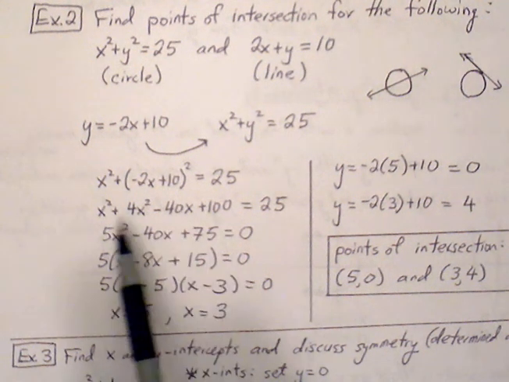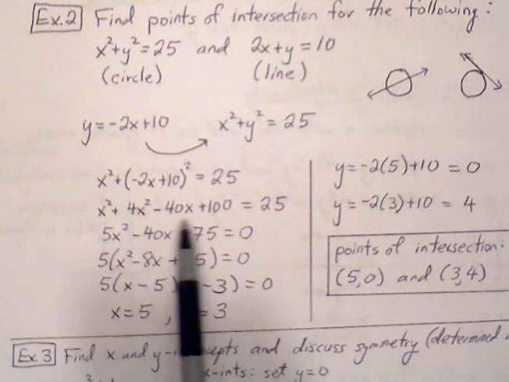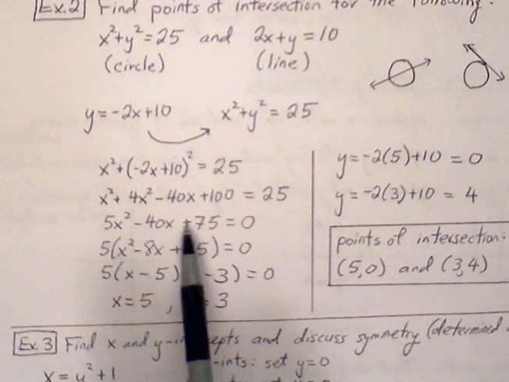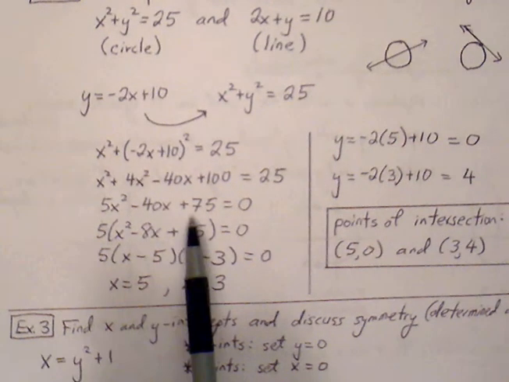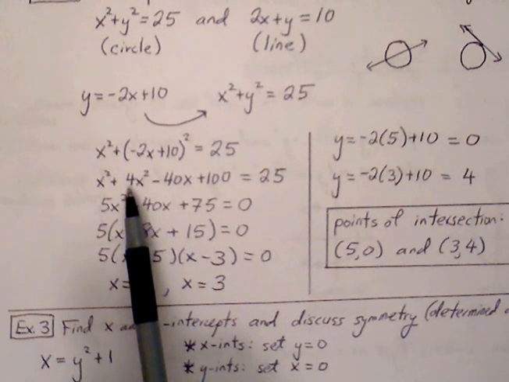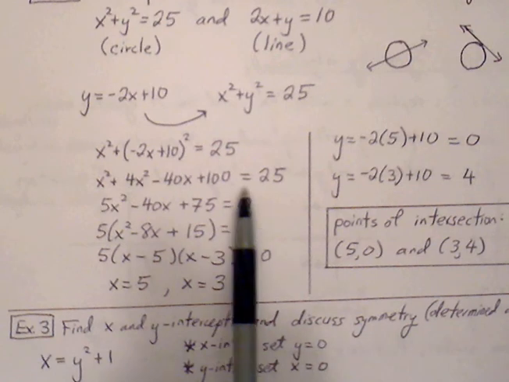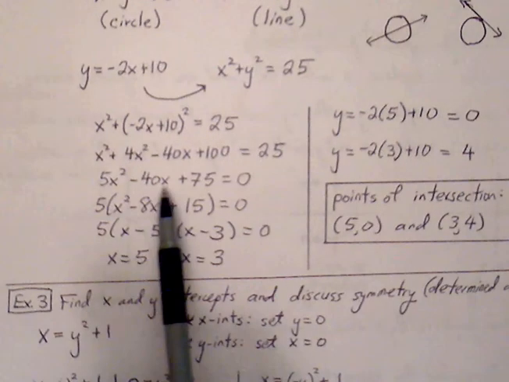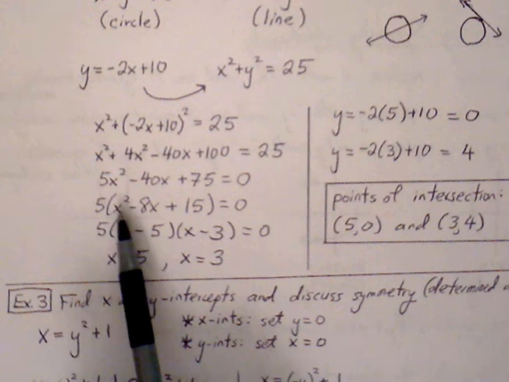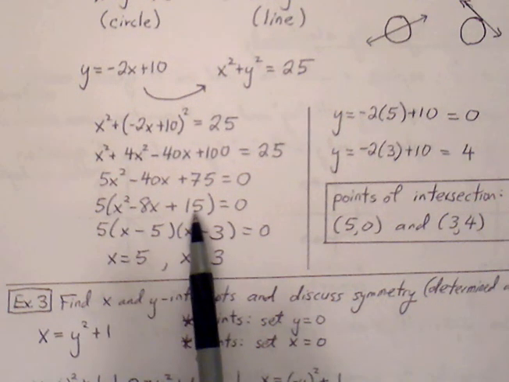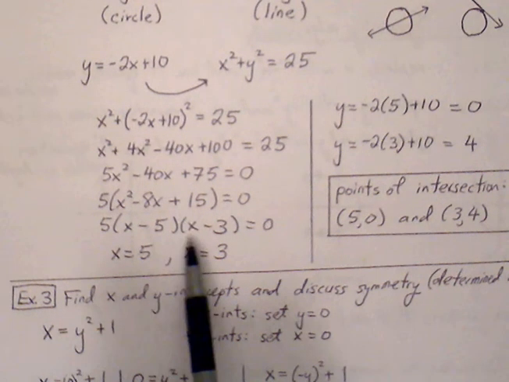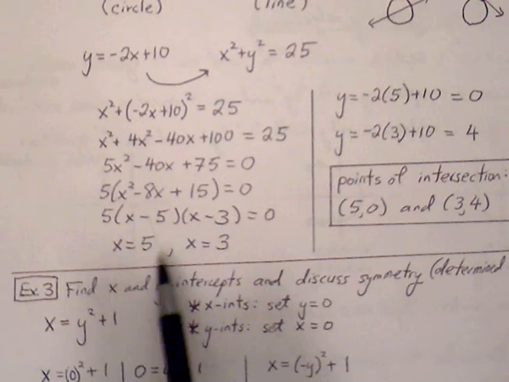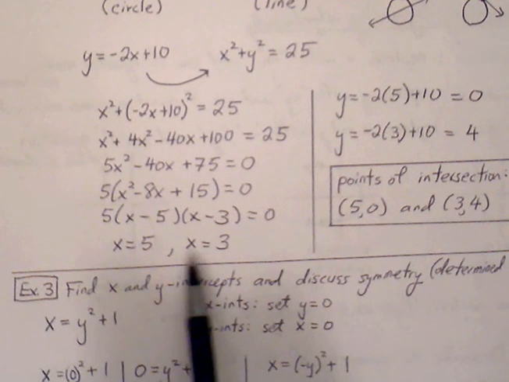And now when I'm down to this, I'm going to bring everything over to one side of the equation so that I can pull out the GCF as well as factor. So once I have everything on one side of the equation and combine like terms, I get 5x squared, subtract the 25, I get minus 75. So once I have this, I can factor out the 5, and I'm left with a trinomial that I can factor. So x squared minus 8x plus 15 factors down to be (x minus 5) times (x minus 3). Solve for x, I get 5 and 3. So here we know that the line is going to intersect the circle at 2 separate points.